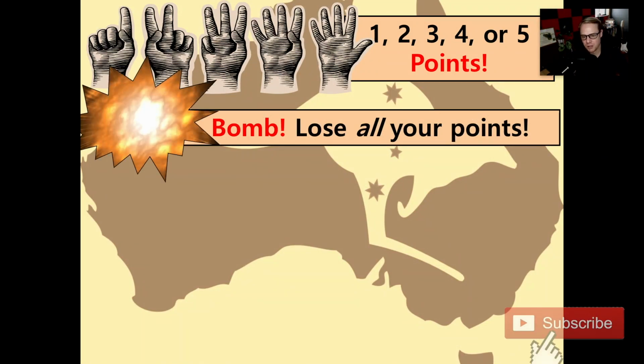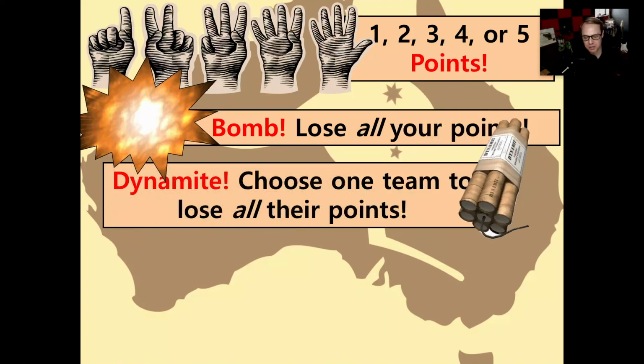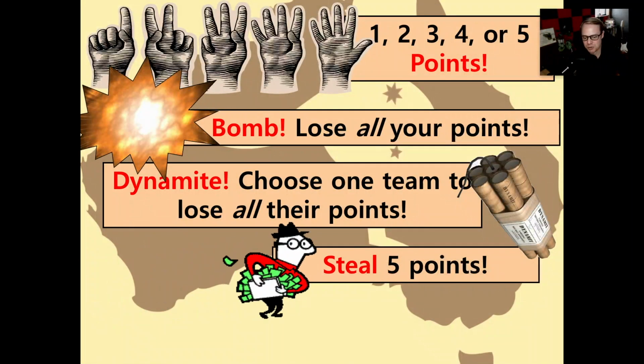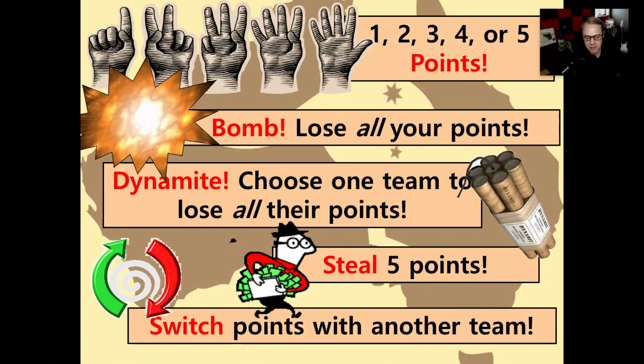Okay, so after they get the point value, there's always this thing that will come up that's more of like a wild card. So if a bomb comes up, then that particular team would lose all of the points that they've gathered here. Now, if you get a dynamite that comes up, then they'll choose one team that will lose all of their points. So they'll blow up one team that maybe has a lot of points. They can set them back down to 0 right here. Okay, if you get this guy that comes up after answering a question, that means you'll steal 5 points. And then this final one here means that you'll just switch the point value with another team.